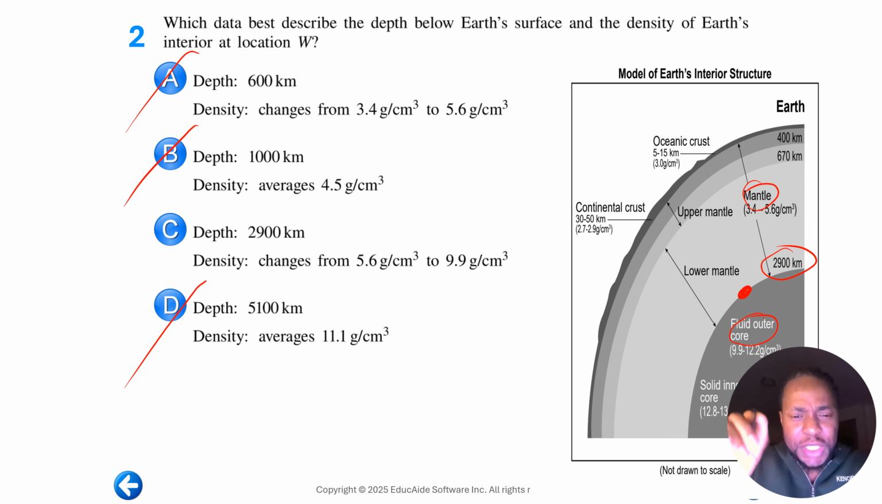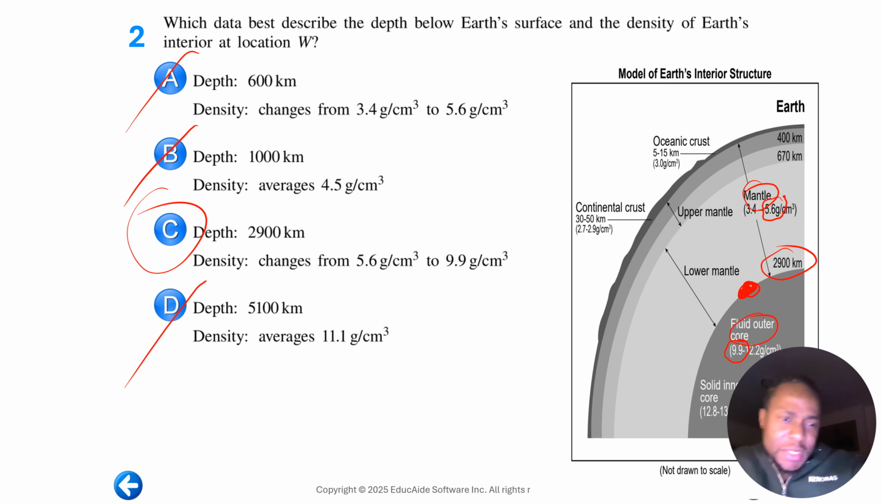It said density changes from 5.6 grams per cm cube to 9.9 grams per cm cube. Does that measure up? Yes. So we are moving from 5.6 grams per cm cube to 9.9 grams per cm cube. So that boundary right around there is changing from 5.6. So yeah, our answer definitely is C.